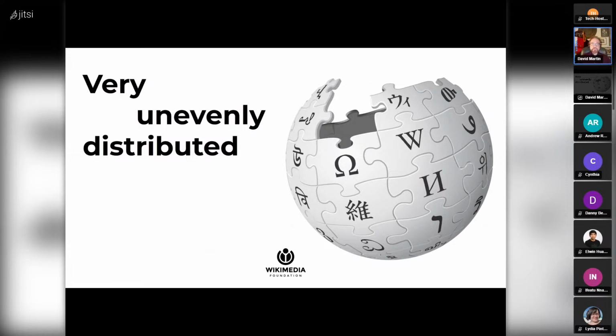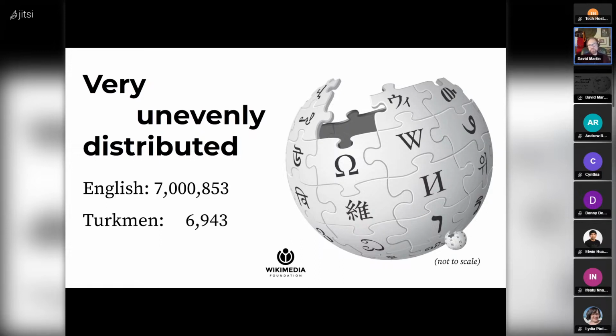This is why the knowledge in Wikipedia is unevenly distributed between languages. English has more than 10% of all articles, just over 7 million articles recently. Turkmen, on the other hand, the official language of Turkmenistan, spoken by more than 4 million folks, has fewer than 7,000 articles. So a factor between these two cases of about 1,000.